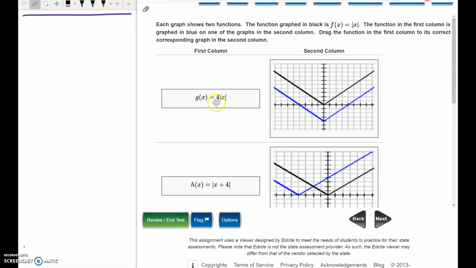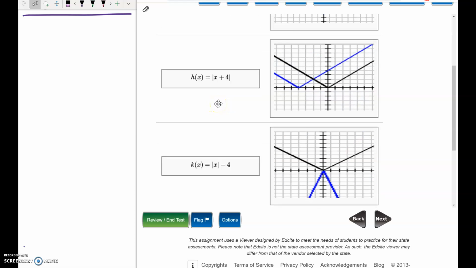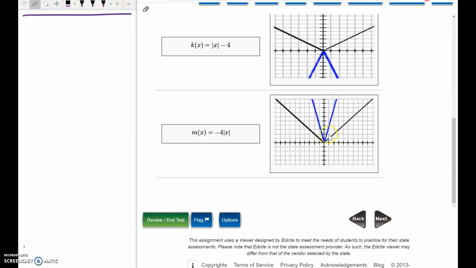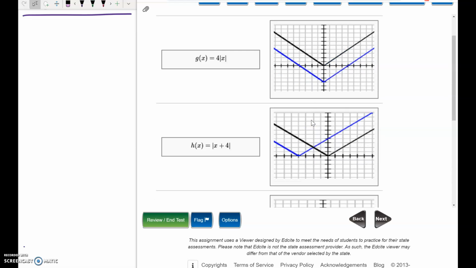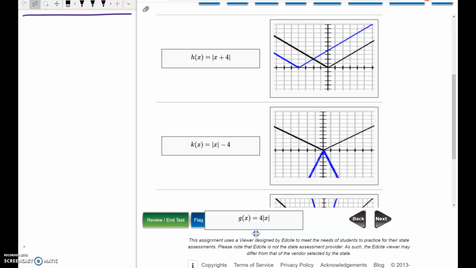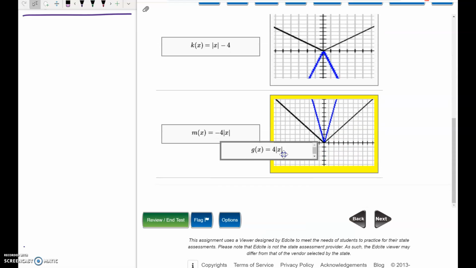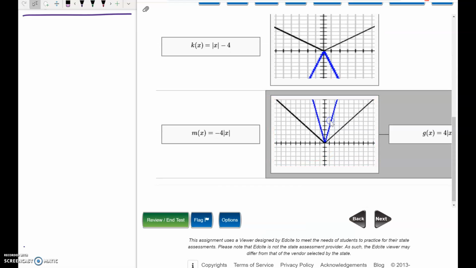So 4 in front, that's a stretch. Also in these graphs, the black one is the original, the blue is the new one. So you're looking for the blue graph that matches our equation. So we want the one that's super skinny. That's all the way down here at the bottom this time. So I'm going to grab this and start dragging down, down, down till I get to the bottom, and then match it up with the graph.